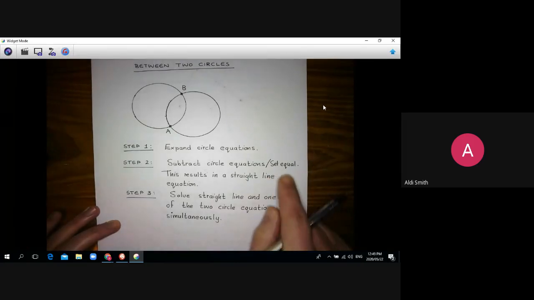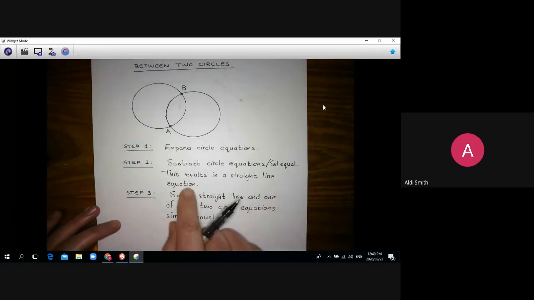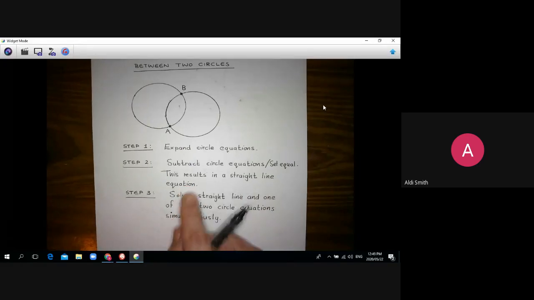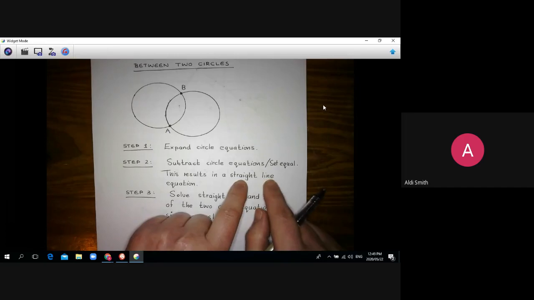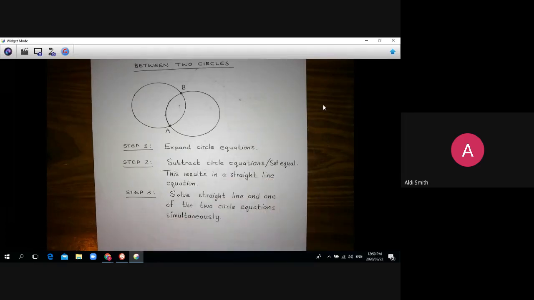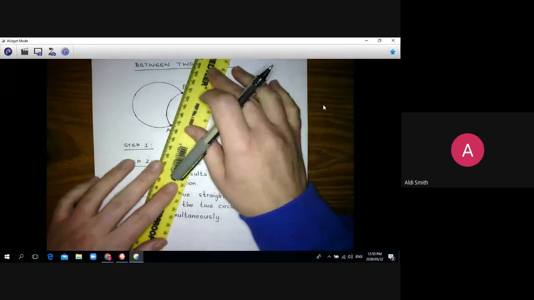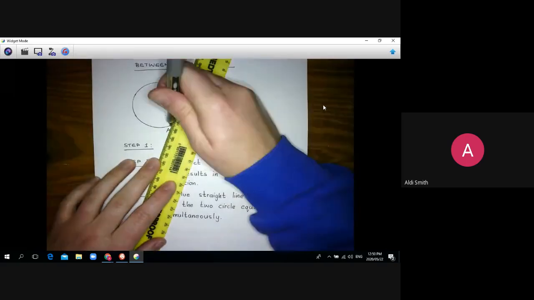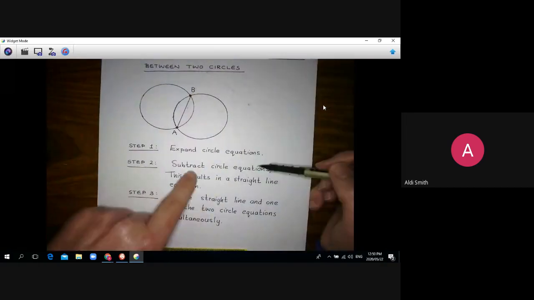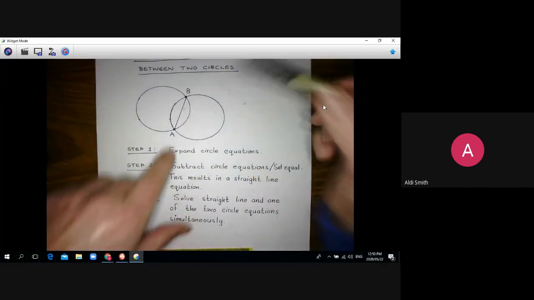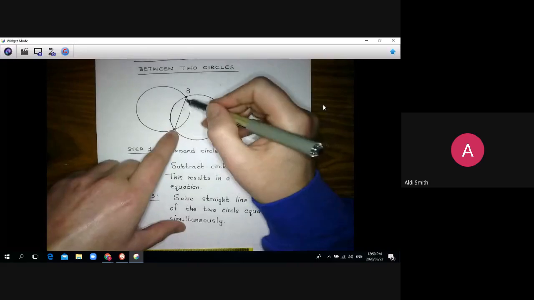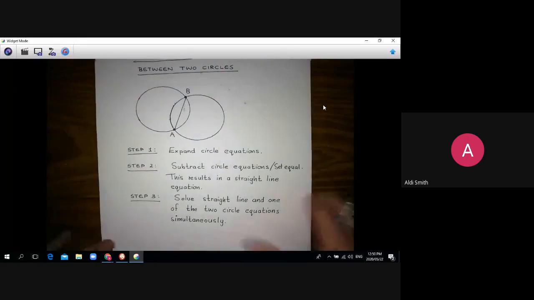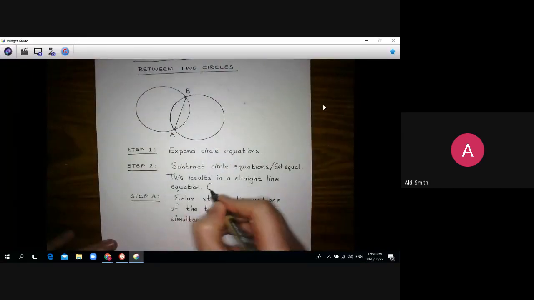But when you set them equal, you will not get an answer like 4 or 5. The result will always be a straight line equation. Now that straight line equation that you get, people, is this. So by setting the two circle equations equal to each other, you will find this straight line equation. So you will actually find the straight line equation of the common chord.